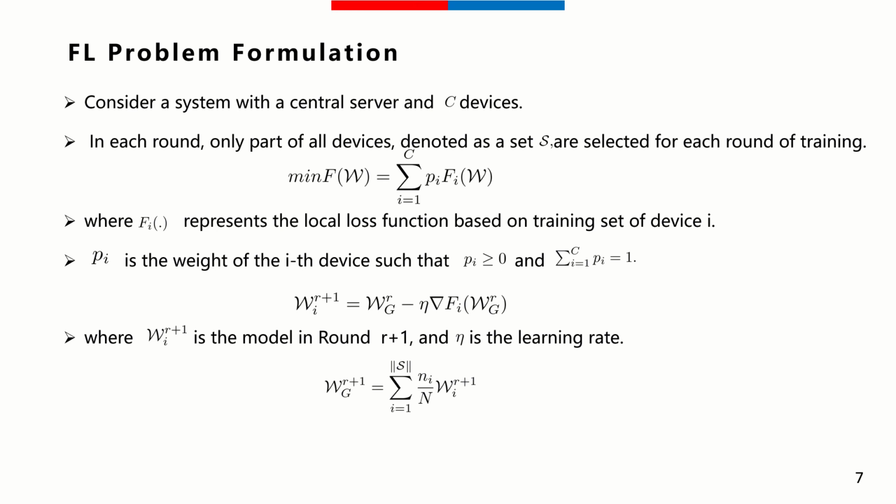Now, we consider an edge computing system with a server and C devices. In each round, only part of all devices are selected for training. Our final optimization goal is to minimize the loss function f of the global model. Stochastic gradient descent is performed on each device, while the server aggregates the received weights according to Formula 3.